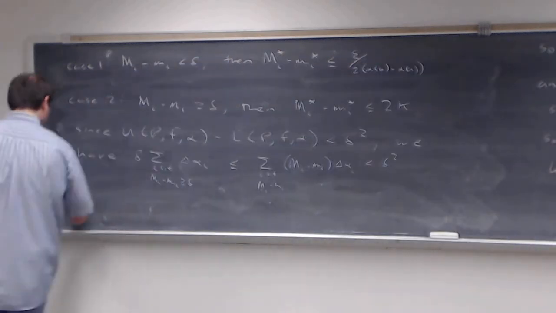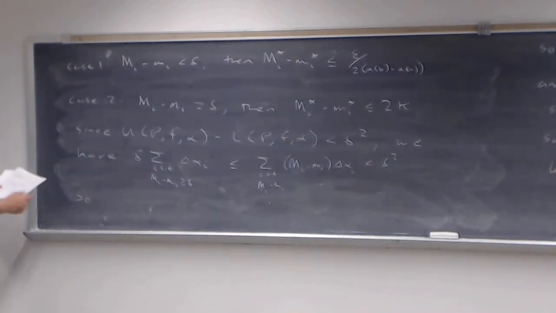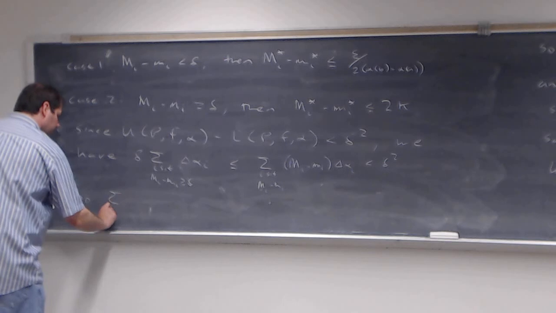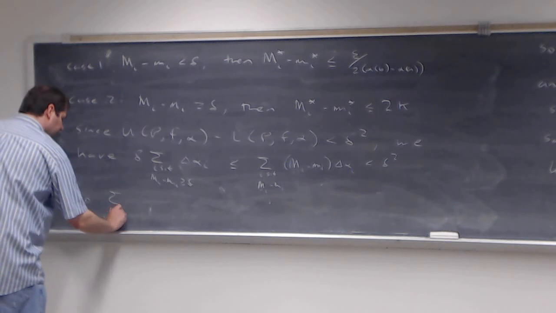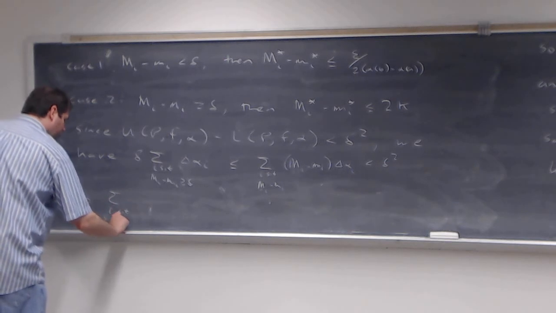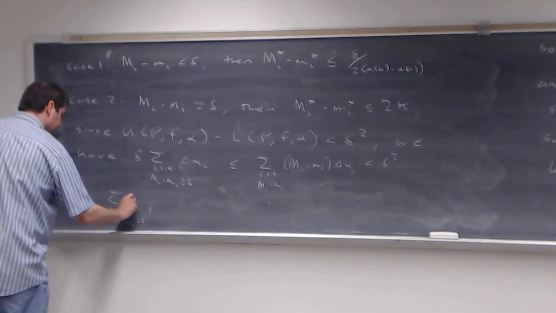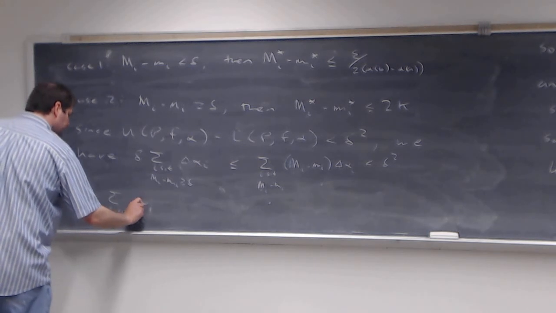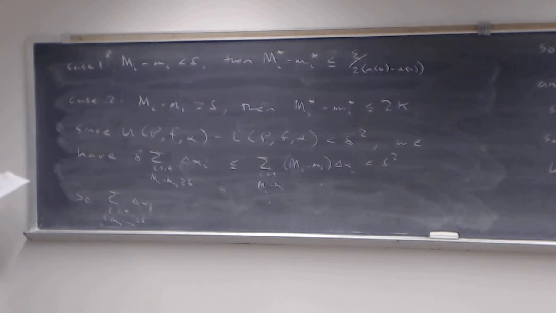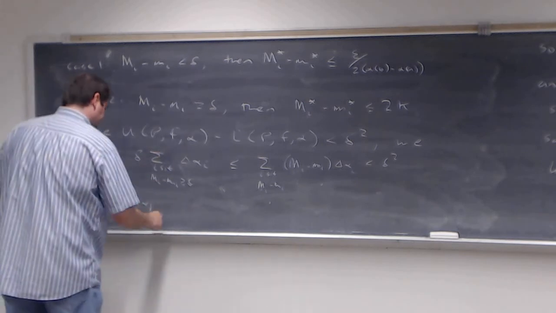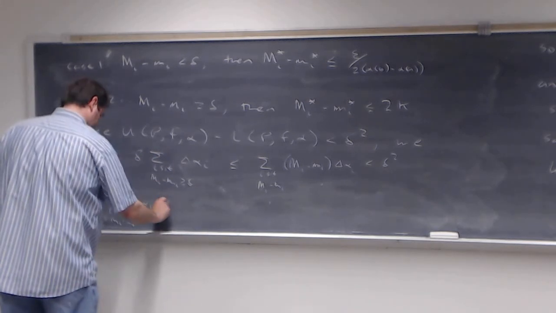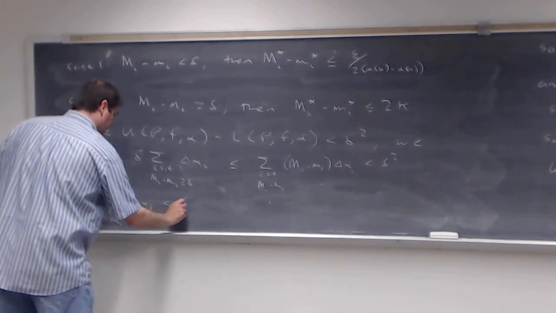So this sum over the i such that M sub i minus little m sub i is greater than or equal to delta of the delta alpha sub i's, we're going to divide both sides by delta, is less than delta itself.